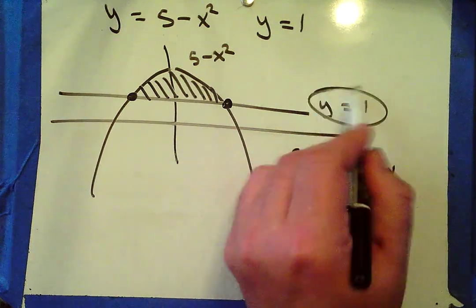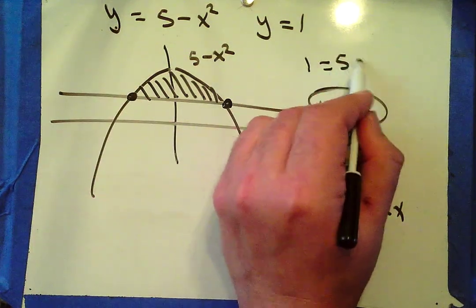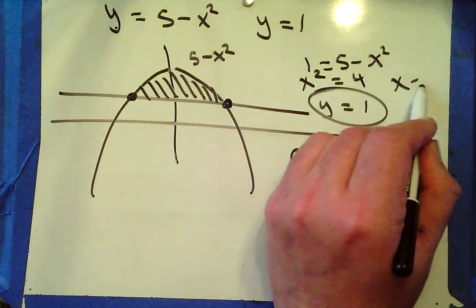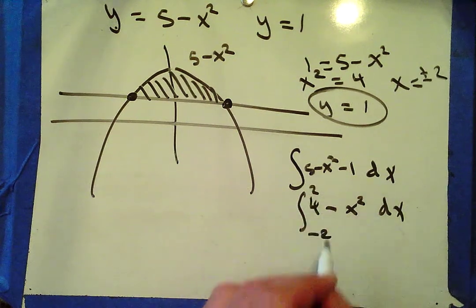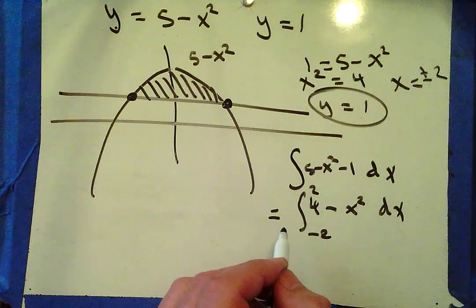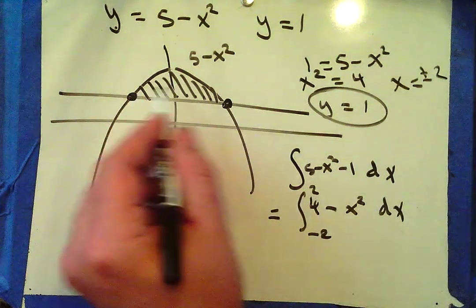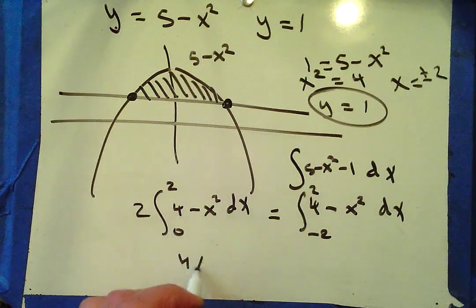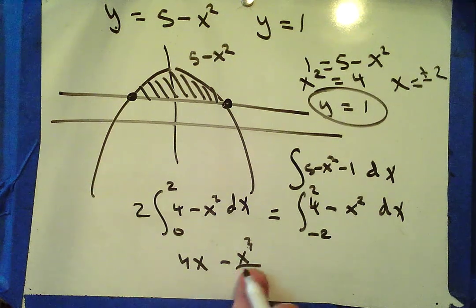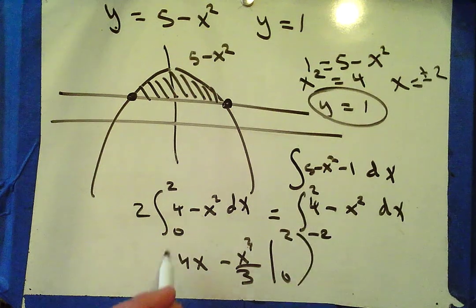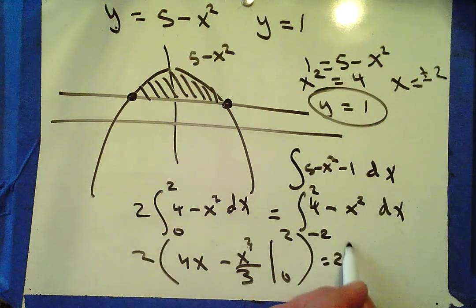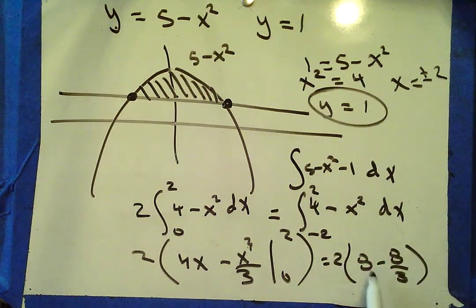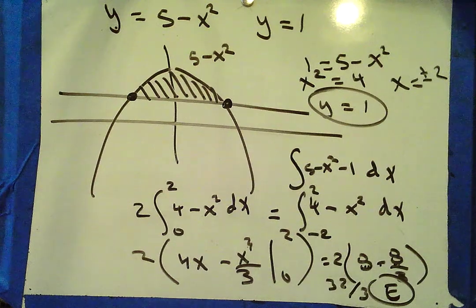So let's take this y value and replace y with 1. 1 equals 5 minus x squared, so x squared equals 4, x equals plus or minus 2. So I can do from negative 2 to 2, or to save time and reduce the amount of sign mistakes I make, because of symmetry here, I can do 2 times the integral from 0 to 2 of 4 minus x squared dx. The antiderivative here is 4x minus x to the third over 3, from 0 to 2, and don't forget to double that. So if I plug in my 2, I get 8 minus 8 thirds. This is 24 thirds minus 8 thirds is 16 thirds times 2 is 32 thirds. And 32 thirds corresponds with E, our third E in a row.